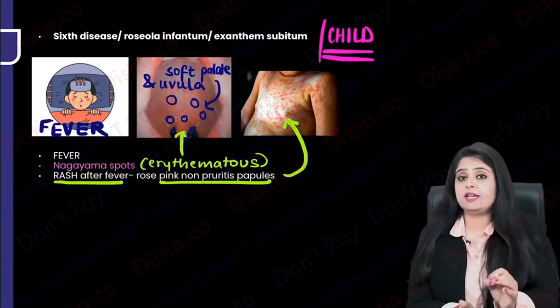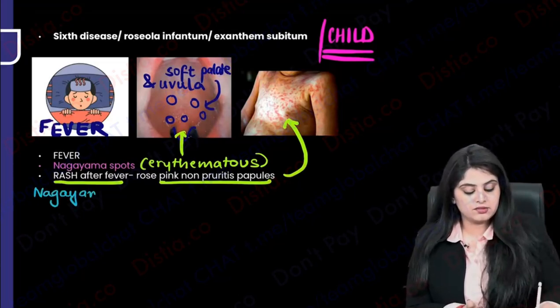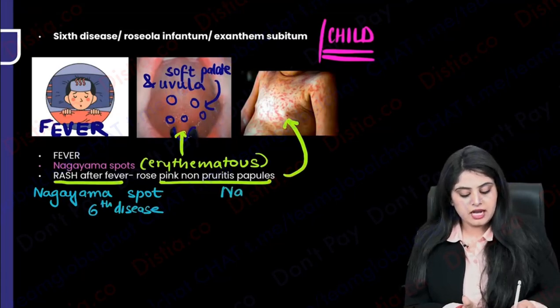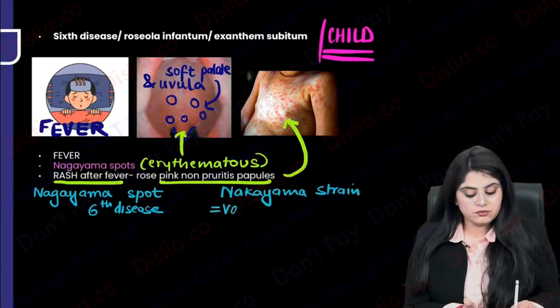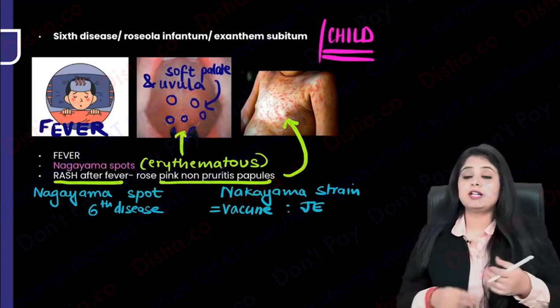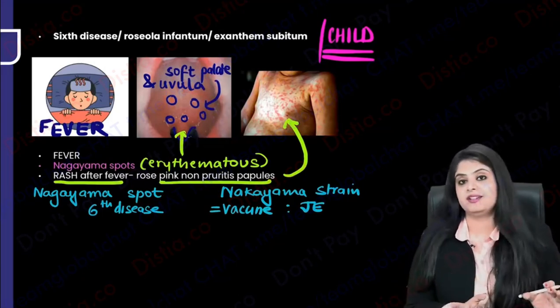If you have read the rest of virology before, this is what? This is Nagayama spots, which you see in the 6th disease, roseola infantum. What is Nakayama? Nakayama is a strain. Beijing, Nakayama, where were these strains? This is the strain used for the vaccine of Japanese encephalitis. So in a while, if you've not read it, you will come to that Nakayama strain. This is Nagayama spots. Please don't get confused.